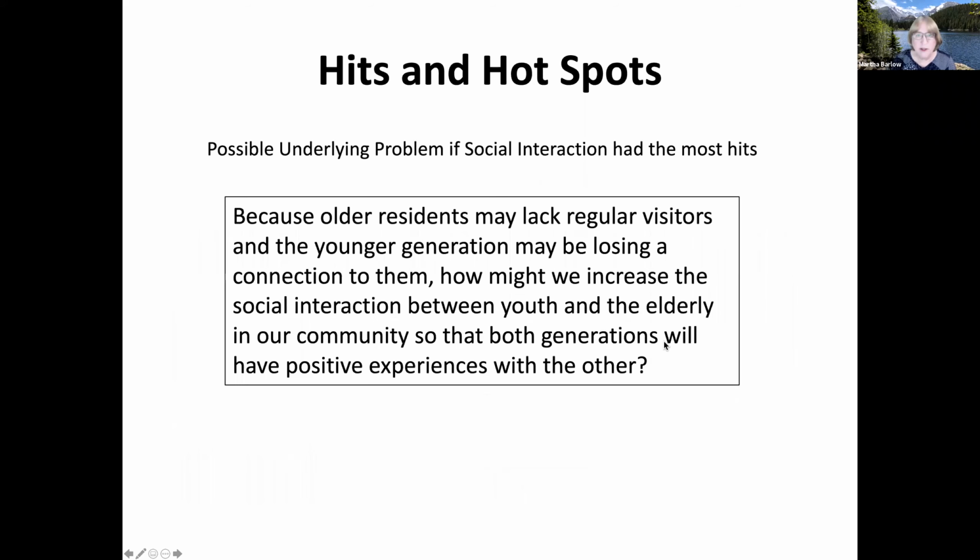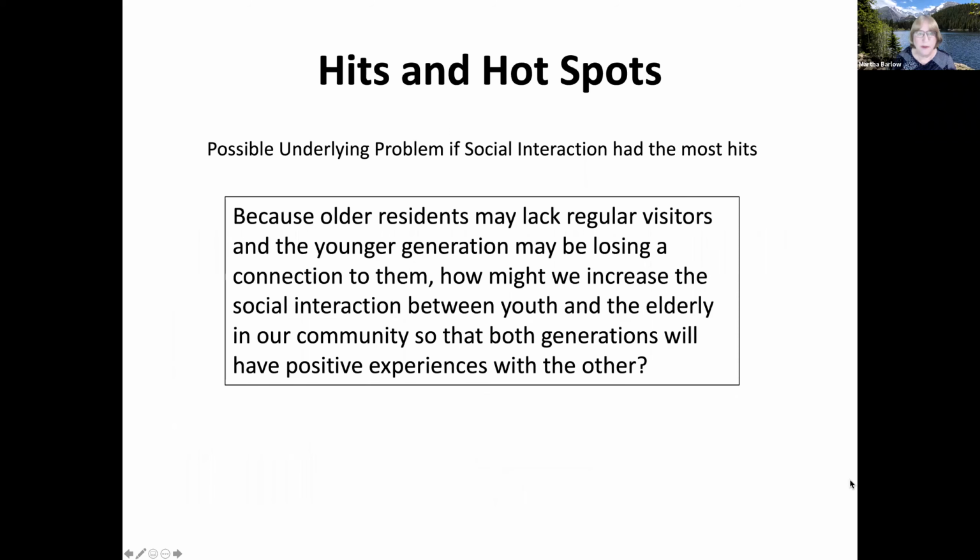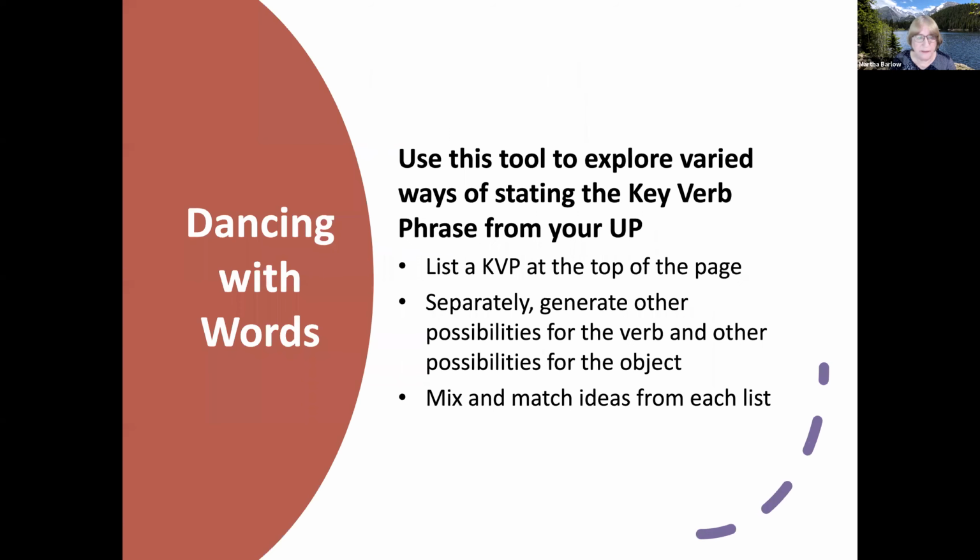Here's a possible underlying problem for that social interaction one. Because older residents may lack regular visitors and the younger generation may be losing a connection to them, how might we increase the social interaction between youth and the elderly in our community so that both generations will have positive experiences with the other? Okay, so that's hits and hotspots.